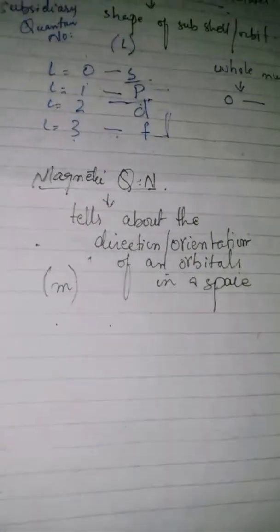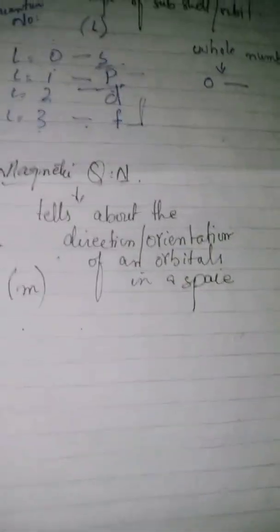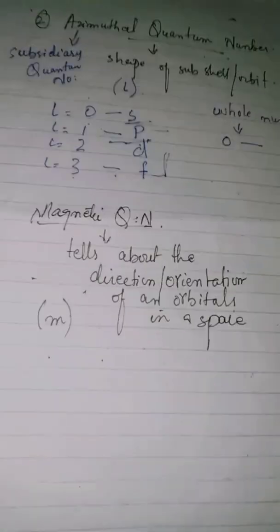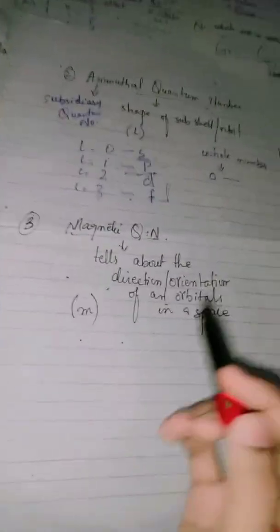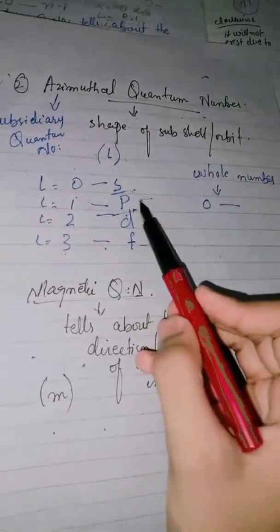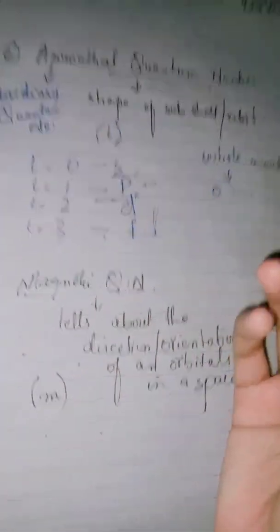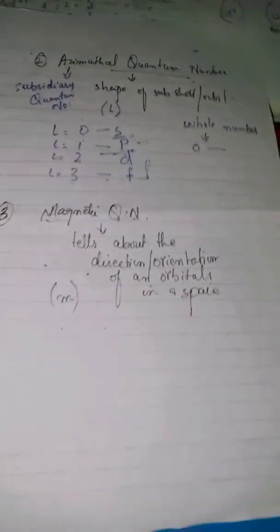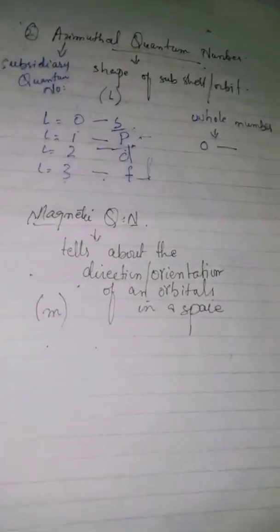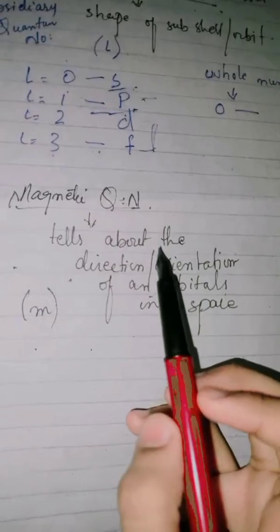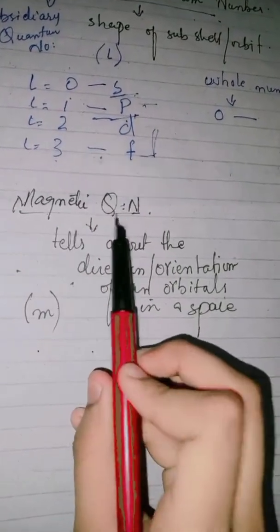To identify the shells like K, L, M, N, and so on, we use the first quantum number, that is the principal quantum number. Then to identify the subshells like s, p, d, f we use the azimuthal quantum number. In subshells we have the orbitals, like at which axis they are present, what the direction of these orbitals is. To identify those we use the magnetic quantum number.